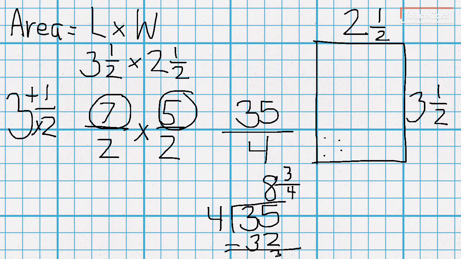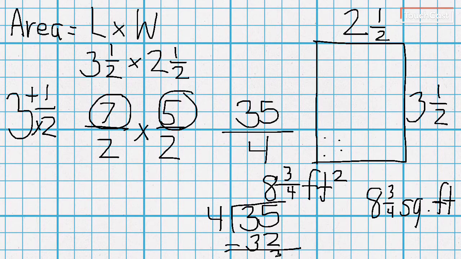So my answer is going to be 8 3/4 feet. That makes sense to me. Oh, and I don't want to forget squared. 8 3/4 feet squared. Or square feet. That would be another way you can put it. Square, SQ, feet. Or if you even want to write out the word square, that would be great to me.